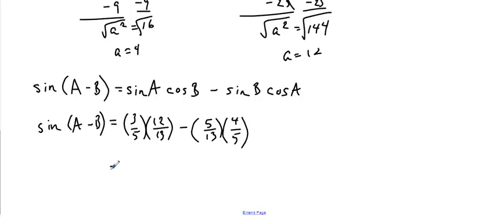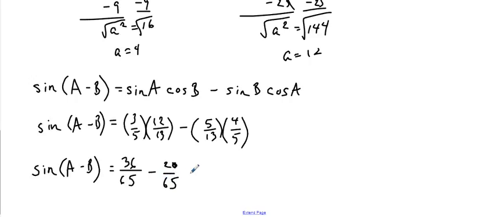Okay, let's go ahead and multiply here. You're going to multiply straight across, and these numbers aren't really big at all, so you won't need a calculator. Some of the other problems you may need a calculator for, but this you should not. So anyway, 3 times 12 is 36. 5 times 13 is 65, minus 5 times 4 is 20, and 13 times 5 is also 65.